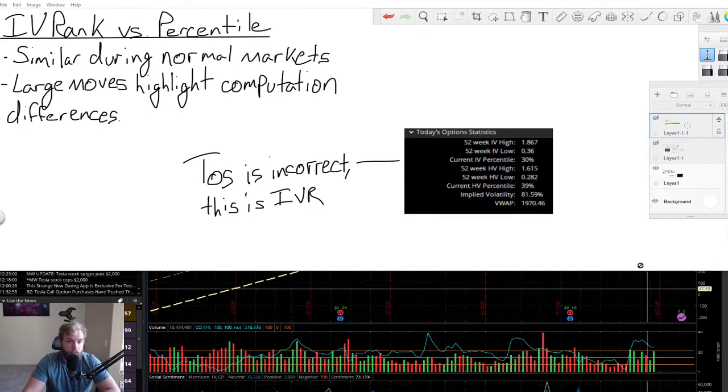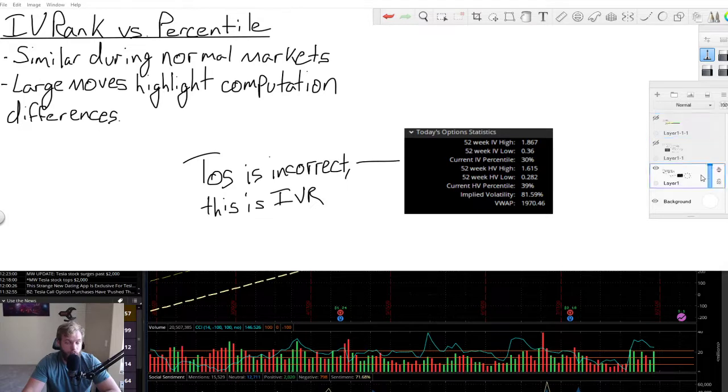So what I have here is a snapshot from Thinkorswim. Took it right before this video on today's option statistics, which is under the trade tab below all of the options chains. This is for Tesla. It says current IV percentile is 30%. It's completely false. It's not 30%. That is a lie. Literally boldface, completely incorrect. That is IV rank. I'm going to explain over the next couple slides why this is so important to you and what the difference is here.